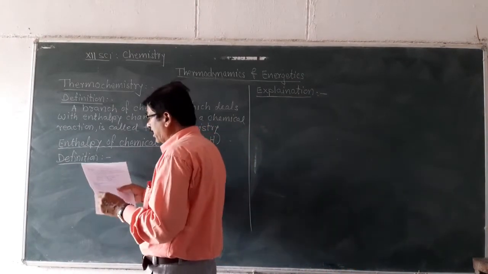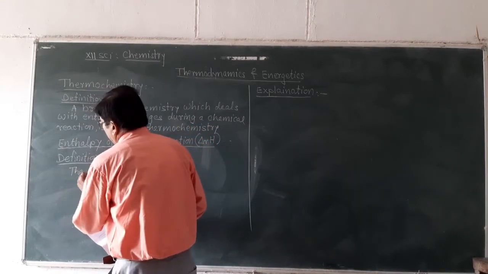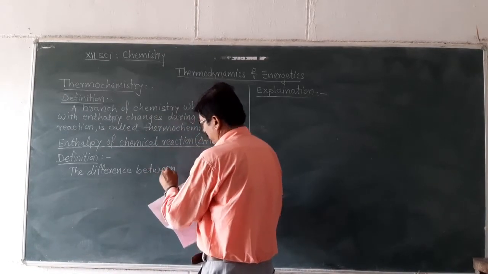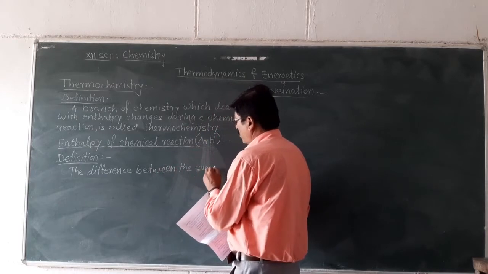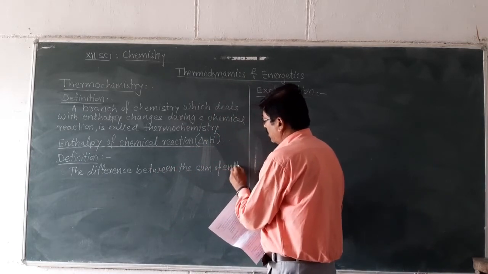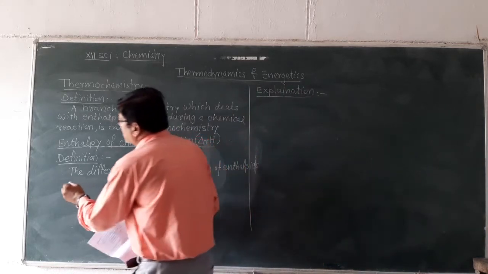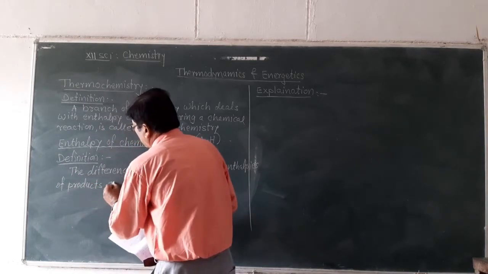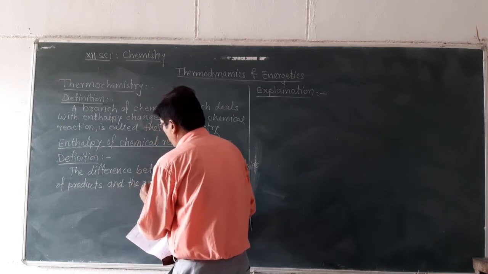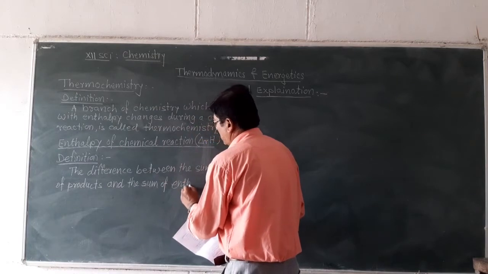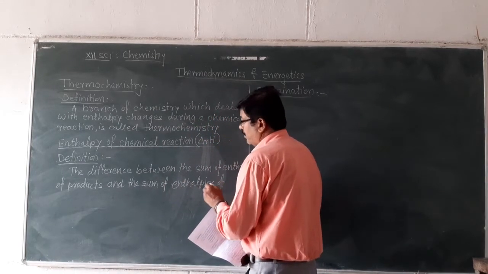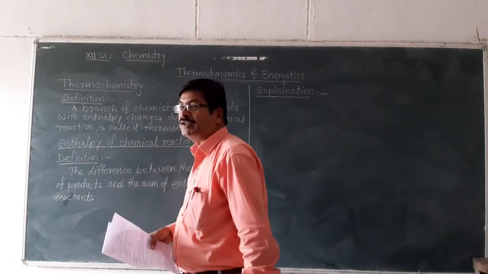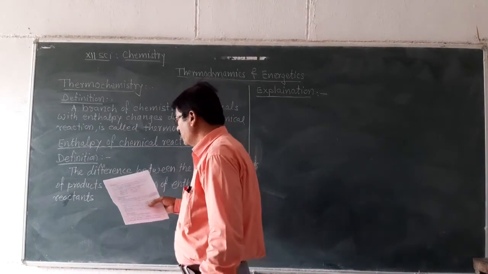Now, what is enthalpy of chemical reaction? The difference between the sum of enthalpies of products and the sum of enthalpies of reactants.